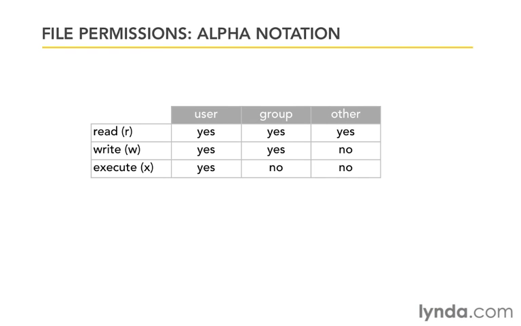So first, remember that we have three categories, right? We have user, group, and other. Notice the first letters of those, U, G, and O. We're going to be using those first letters to indicate where we want to make changes to, which category should get changes, okay? So U, G, and O, R, W, and X.